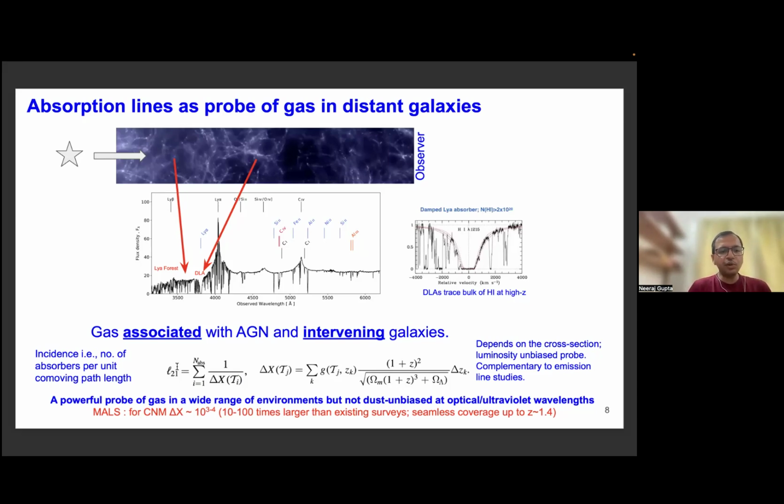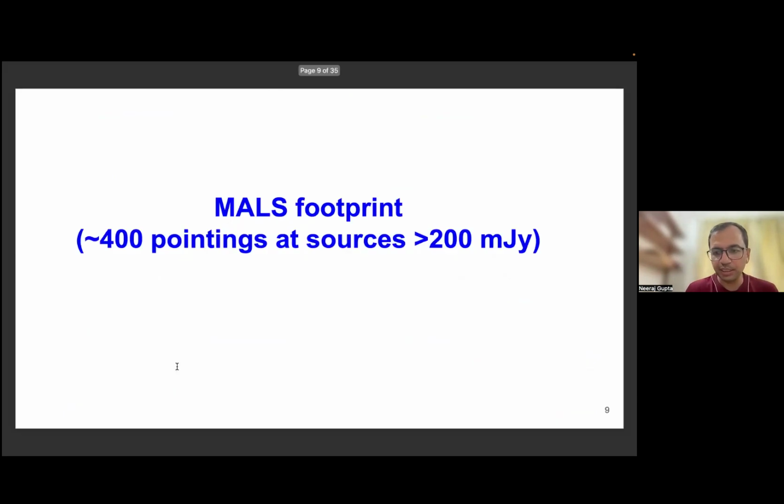And with MeerKAT, what we will be able to do through this survey is to observe 10 to 100 times more such sight lines than have been done in the past. And that's the basic idea of why the MeerKAT Absorption Line Survey can provide a step forward in understanding the distribution of cold gas around galaxies using this project.